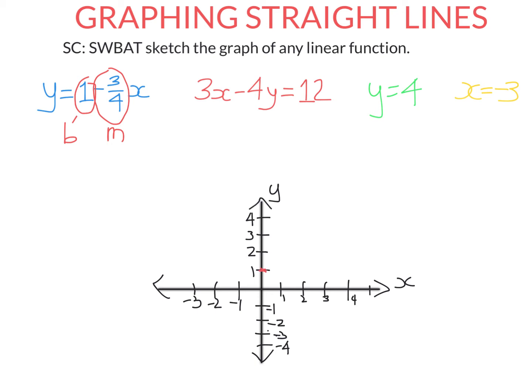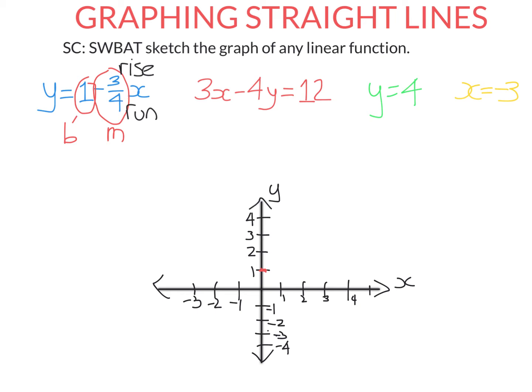So now what I'm going to do is use the gradient to find a second point. So remember, the gradient is rise over run. The top number here tells us the rise, how far we go up or down. The bottom number tells us the run, how far you go to the right. Always go to the right.